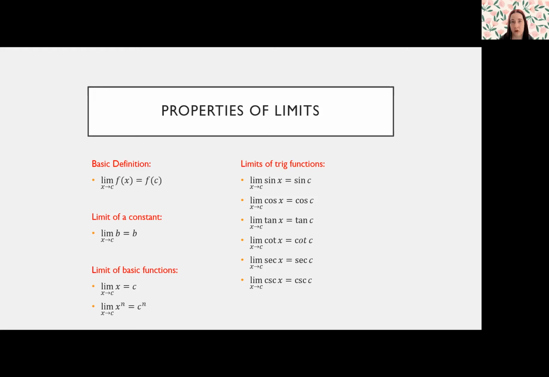For the 6 trig functions, the limit is what you can plug in, basically. If you can plug in the value, you do so. Those aren't special, they don't have any different rules. If you want the limit as x goes to 2 pi of sine of x, you just plug 2 pi into your function.